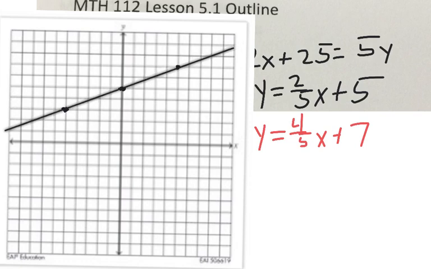There it is. Now the red line has a y-intercept of 7, which is here. Its slope is 4/5, which means I need to go down 4, left 5. Oh, it worked out nice. How dare it.